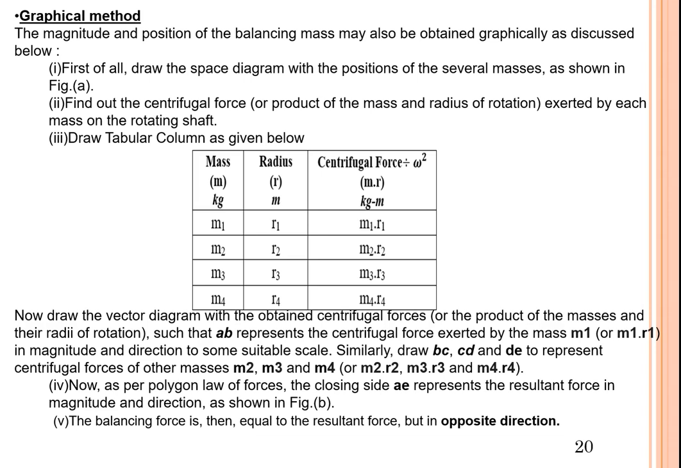Next, find the centrifugal force, that is the product of mass and radius, exerted by each mass on the rotating shaft. Then construct a tabular column where you add all the masses and radii, and calculate the centrifugal forces divided by omega square. So you get M1 R1, M2 R2, M3 R3, M4 R4. Then draw the force polygon. The balancing force is equal to the resultant force, but in the opposite direction.